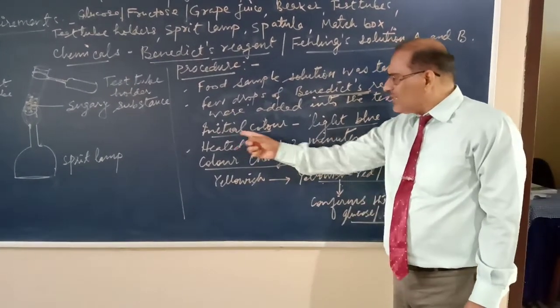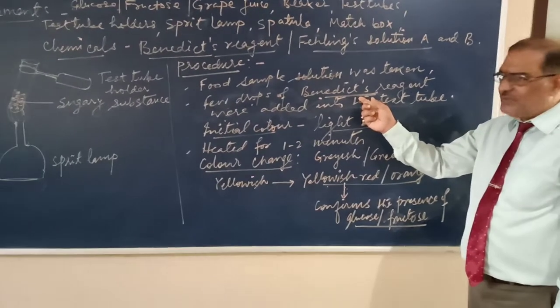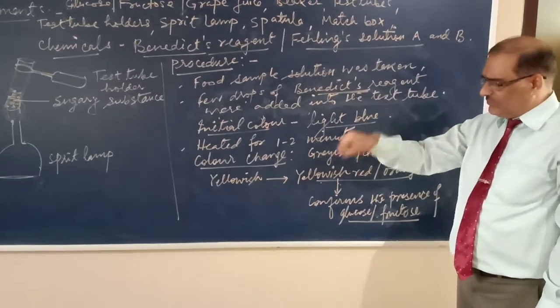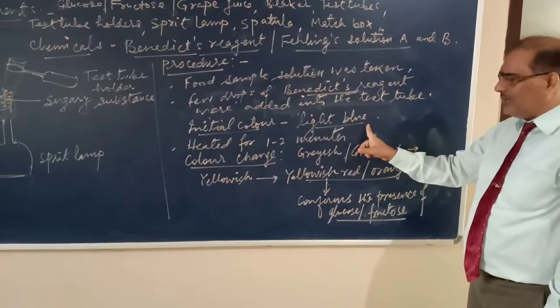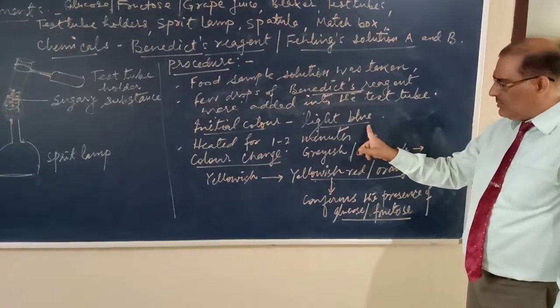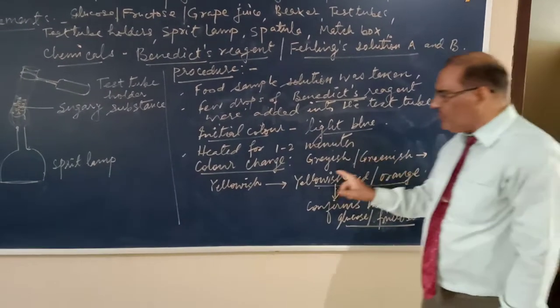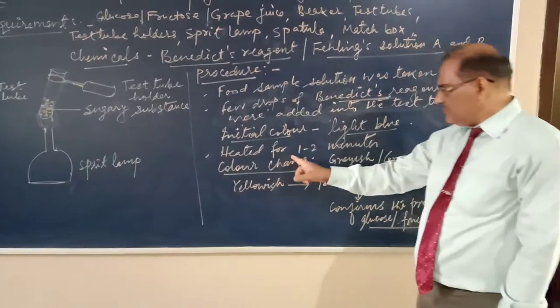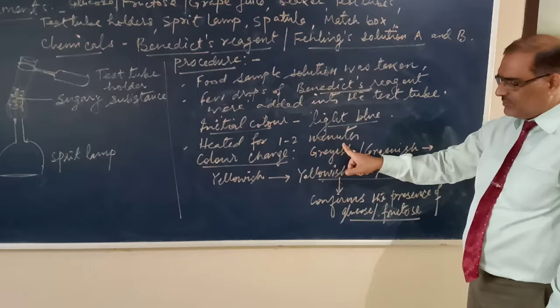Now, after adding the Benedict reagent, you have to shake the test tube, like this. After shaking, you will get a light blue or light sky color. So the solution turns light blue. Now we have to heat the test tube for 1 to 2 minutes.